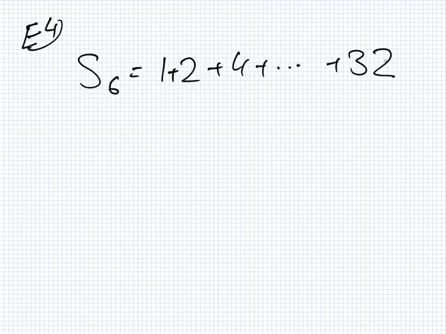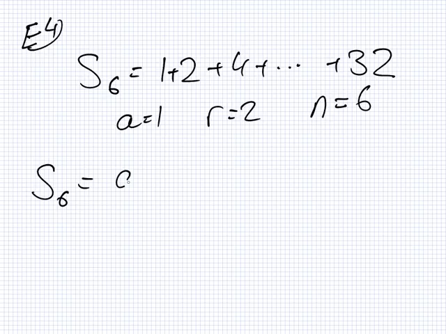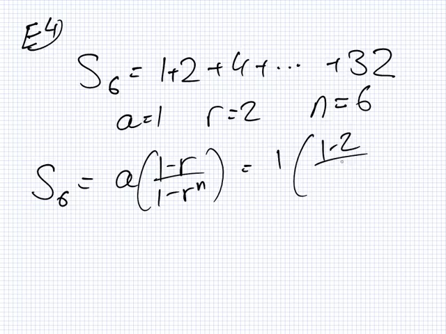Okay, so what's the A here? 1. And the R? 2. And the N? 6. So the formula says S6 should be A times (1 minus R^N) over (1 minus R). That should be 1 times (1 minus 2 to the power 6) over (1 minus 2).